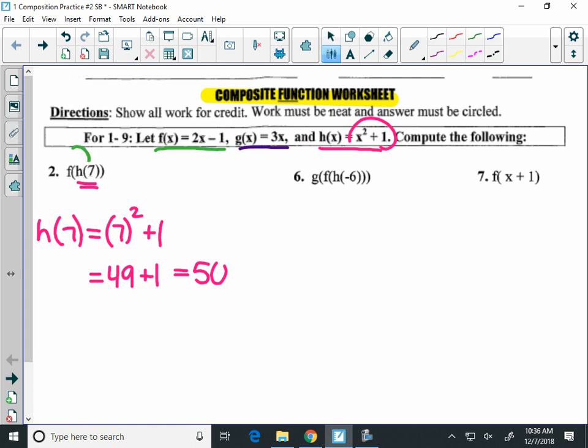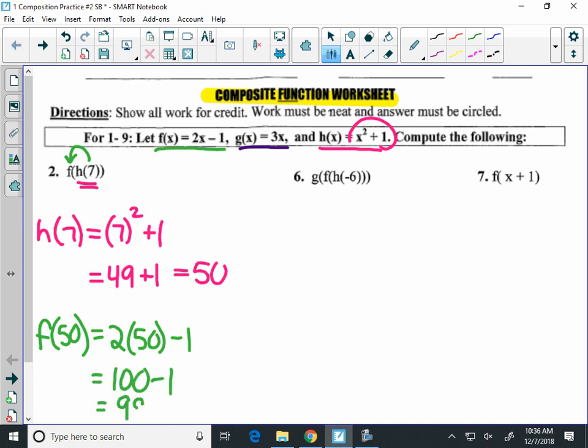So you get 50 for the input there, and you need to take that 50 now and put it into the function on the left, which is f. So we're going to find f of 50. Well, f of 50 equals 2 times 50 minus 1. Well, 2 times 50 is 100. 100 minus 1 is 99. And 99 is the answer for number 2.